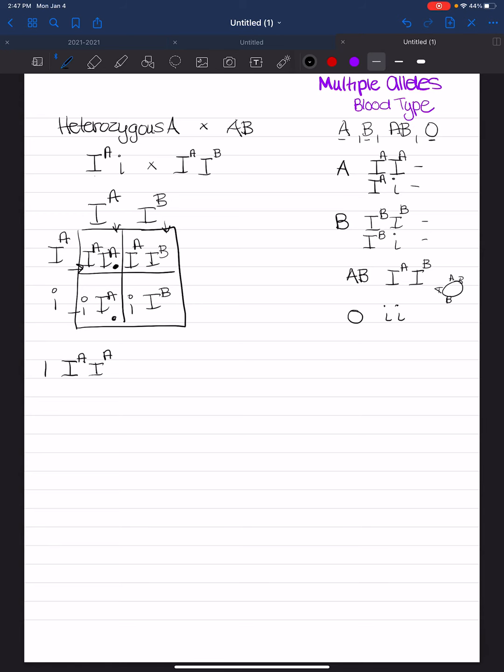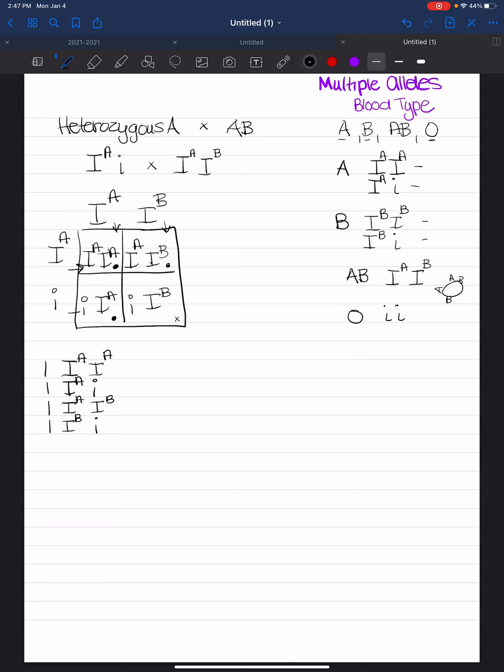Then I go to my next one, and remember, it doesn't matter what order you write the genotypes. So when I rewrite this, I'm going to want to organize and put the dominant I sub A first. So I have I sub A, little i. And I look and there's no other combinations like that, so I have one of those. I go to my next one, and I have one out of the 4 possibilities of having the genotype of I sub A, I sub B. And then my last one, I have one possibility of having I sub B, little i.